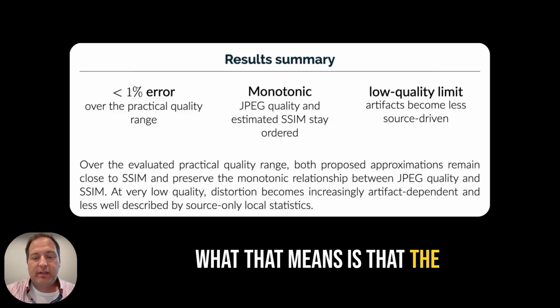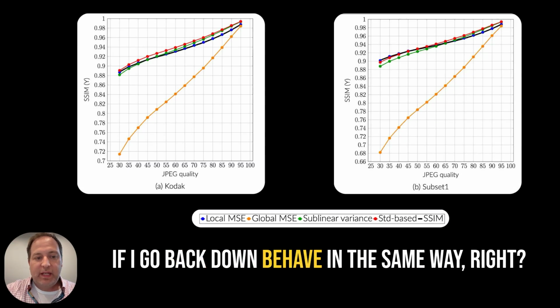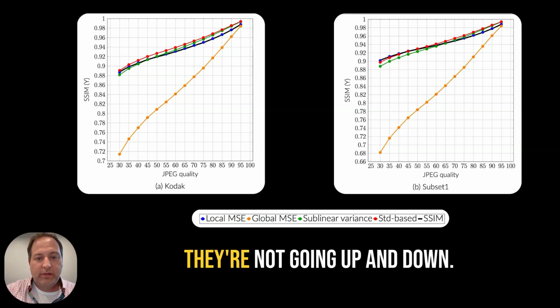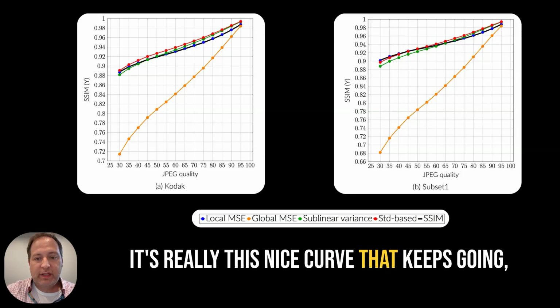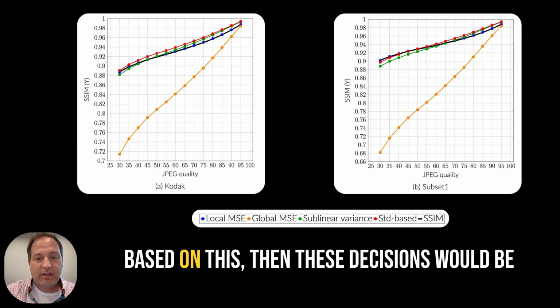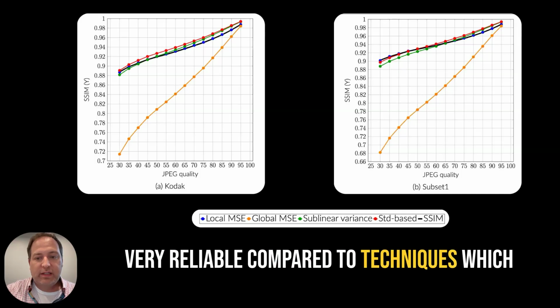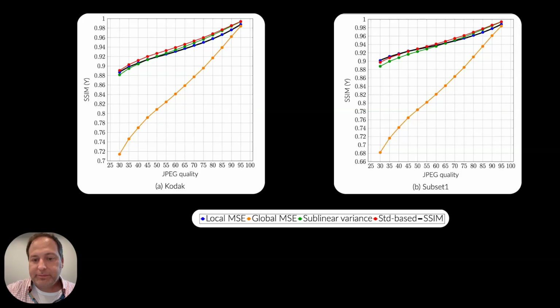What that means is that the curves that we showed before, if I go back down, behave in the same way, right? They're not going up and down. It's not a point cloud. It's really this nice curve that keeps going, which means that if you're taking decisions based on this, then these decisions would be very reliable compared to techniques which would have more of a random error onto it.